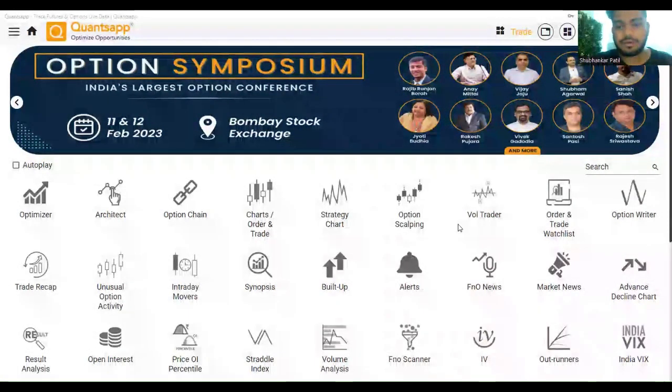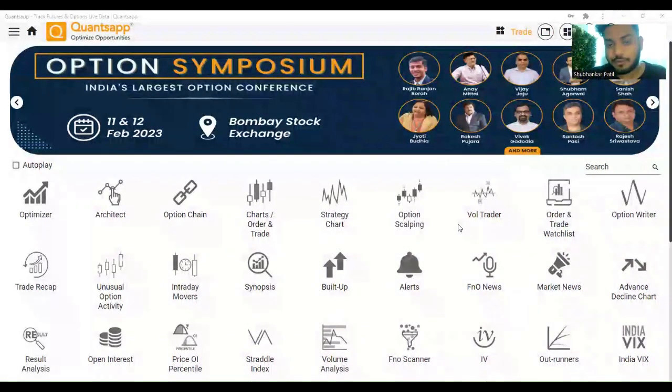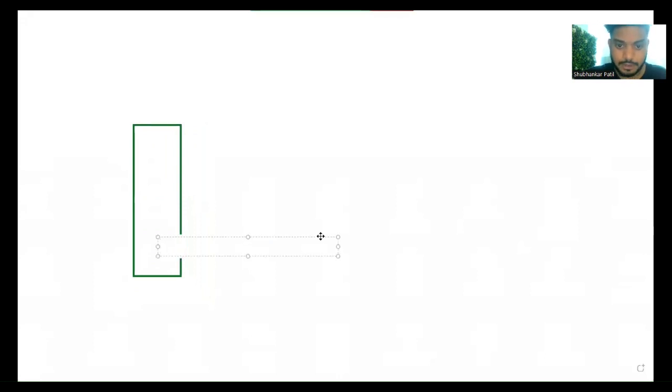Now there are different types of candlesticks that you will see. The first one is the long green candle, wherein the candle's body is very big. By the way, let me show you what the body is. This is the body of this particular candle.